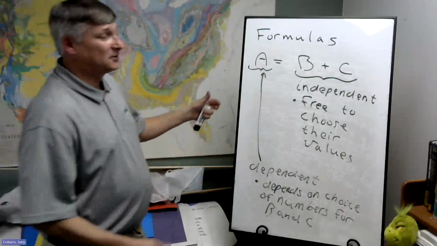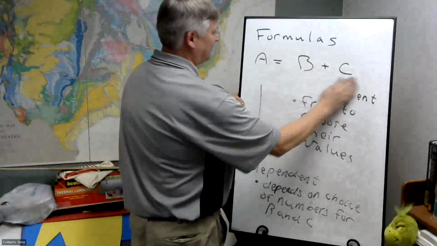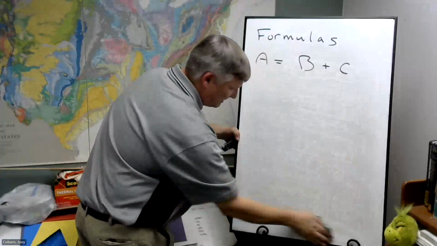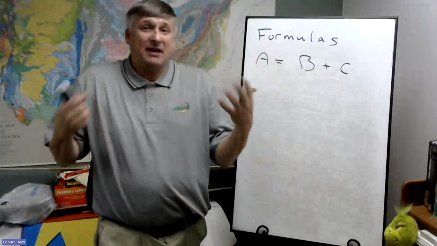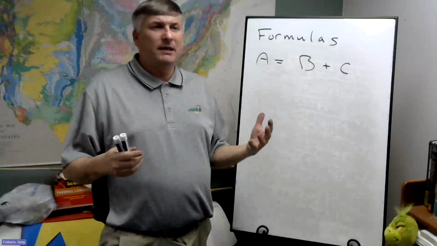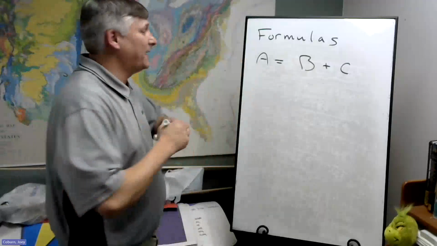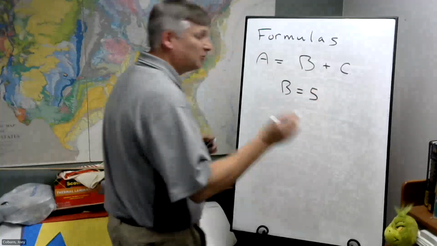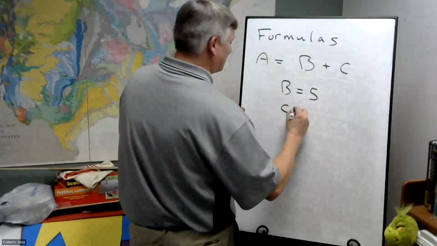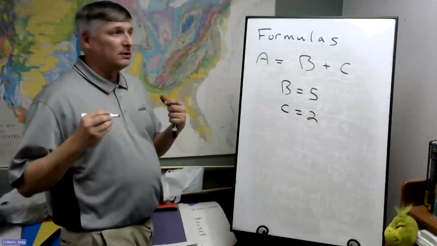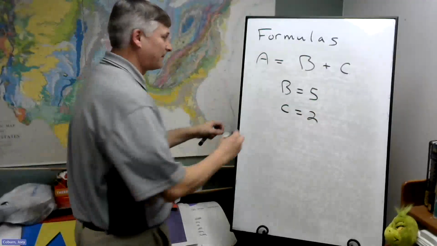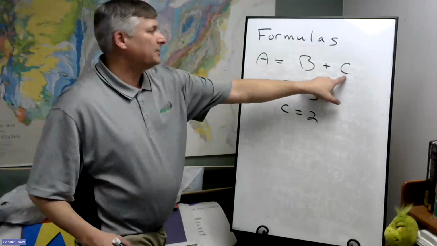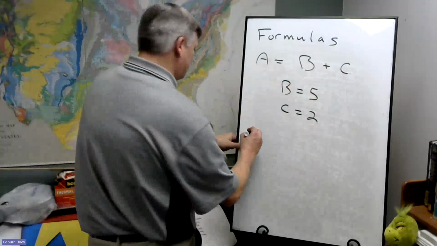So let's go through. We have our formula. And if you were here, I would just ask, okay, pick two numbers, one for B and one for C. And suppose you did that. For B, you chose 5. And for C, you chose 2. Let's say that's what the numbers were. Well, now we'll replace B with the number 5, replace C with the number 2.